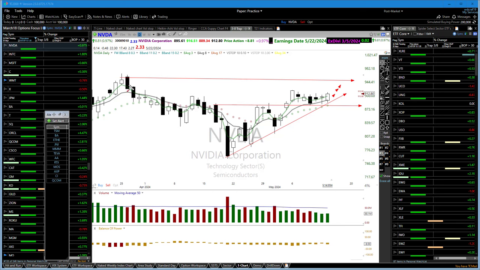I can't say it's going to break that. I can't see the future, but that is a pop out of the box with a bullish engulfing candle on the trend and on support. If you're looking for a short-term swing, that may be a trade for you.